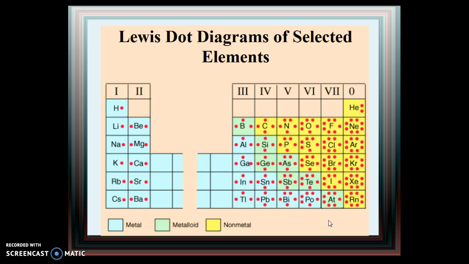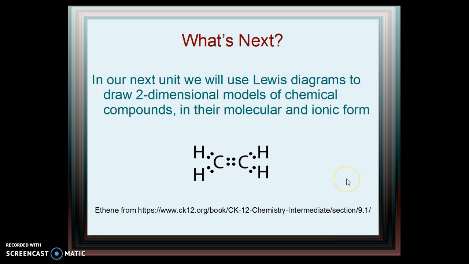Here is a short form periodic table with Lewis dot diagrams of selected elements. Just remember, hydrogen is not an alkali, but it does have 1 valence electron to share. The rest of the group 1s would be giving away their electrons here. And notice also that in each column the number of valence electrons is going to be the same. Now what's next? Well, in the next unit you're going to use Lewis diagrams to draw 2-dimensional models of chemical compounds. You're going to have to start off with a Lewis structure of the individual elements.